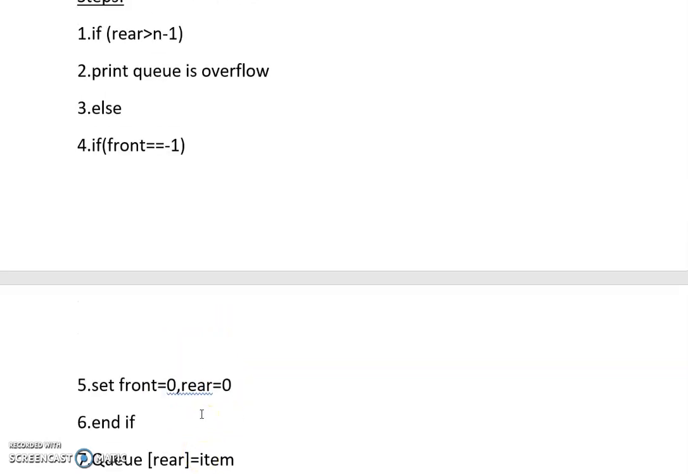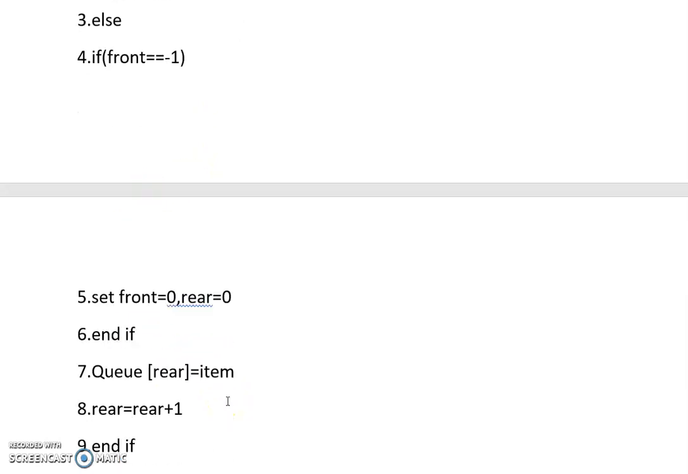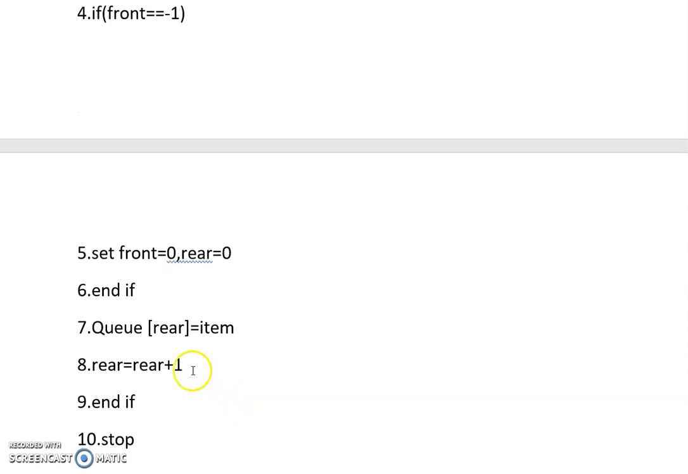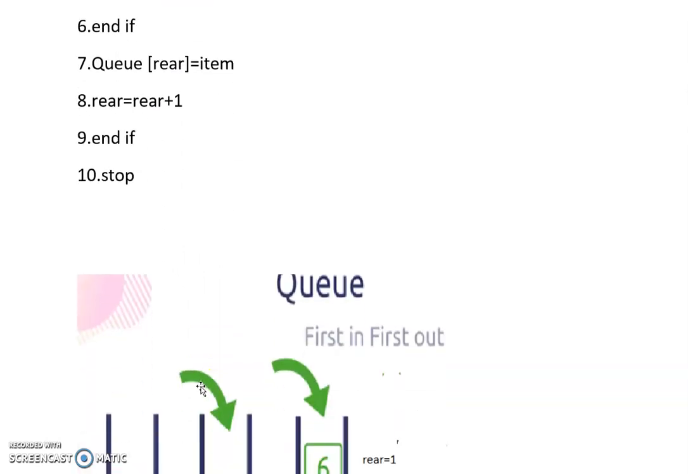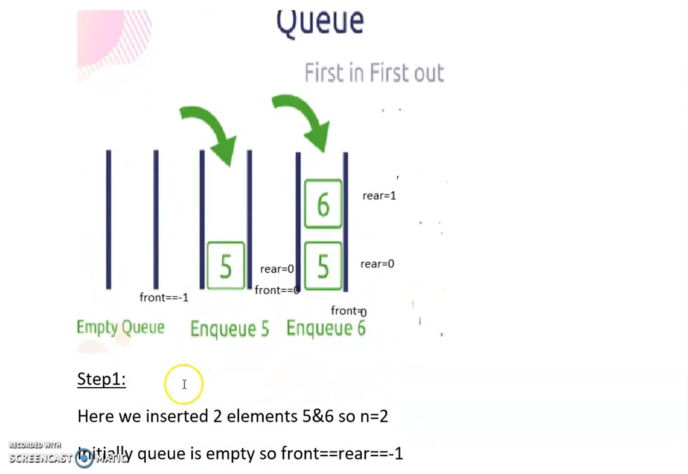What this algorithm mainly tells us is that first we need to check whether the queue is full or not. Then we check if we are inserting the first element or not. If it is the first element, front equals -1, so set front equal to 0 and rear equal to 0. After that, queue of rear equals item, that is the insertion. After inserting the element, you must increment rear. This is the whole algorithm for insertion. Next, let's see an example for this.